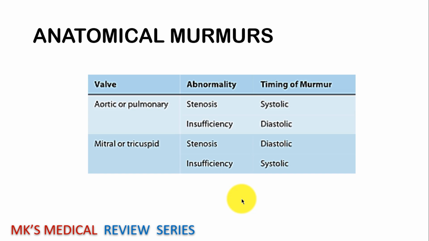Here are examples, like I already mentioned: aortic, pulmonary, tricuspid, and mitral. So aortic stenosis is a systolic murmur. Pulmonary stenosis is a systolic murmur. Mitral regurgitation or insufficiency is a systolic murmur. Tricuspid regurgitation is a systolic murmur. Aortic regurgitation is a diastolic murmur. Pulmonary regurgitation is a diastolic murmur. Mitral stenosis is a diastolic murmur. Tricuspid stenosis is a diastolic murmur. So those are the predominant murmurs that we're going to be looking at.